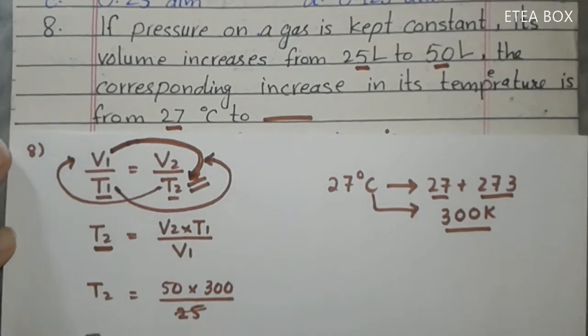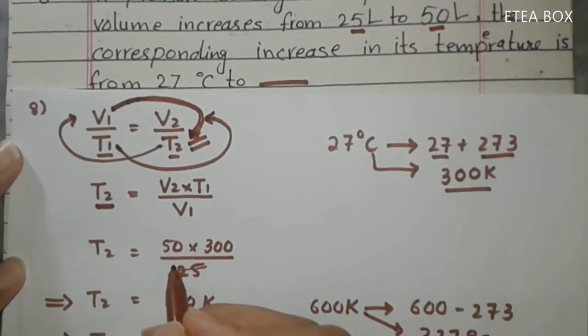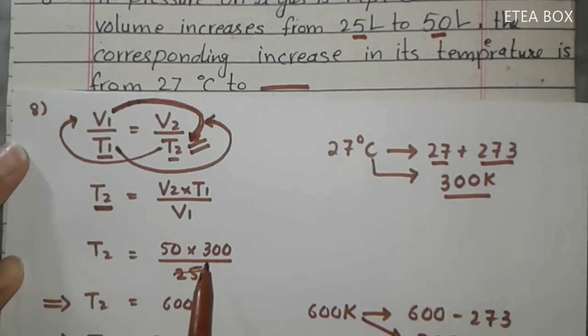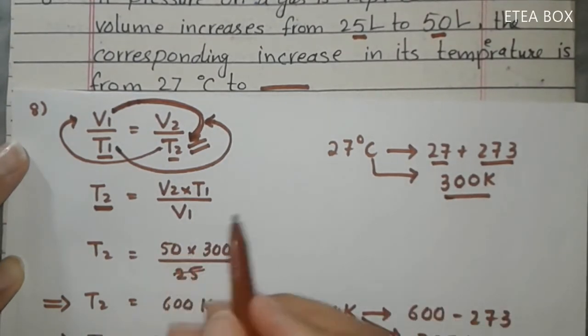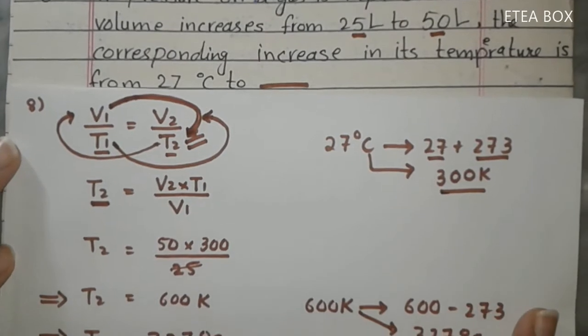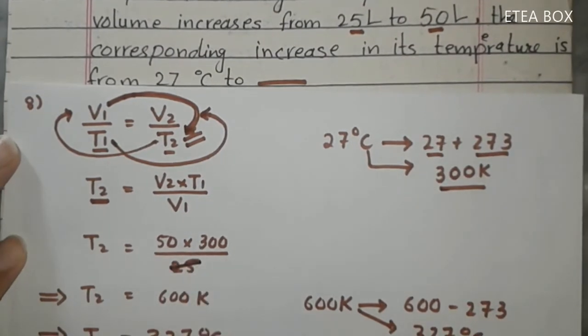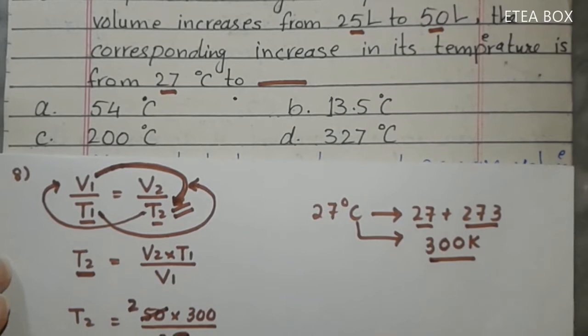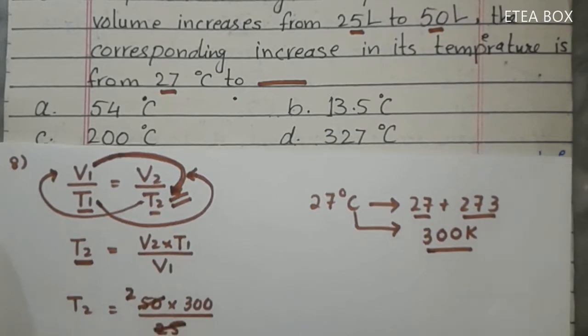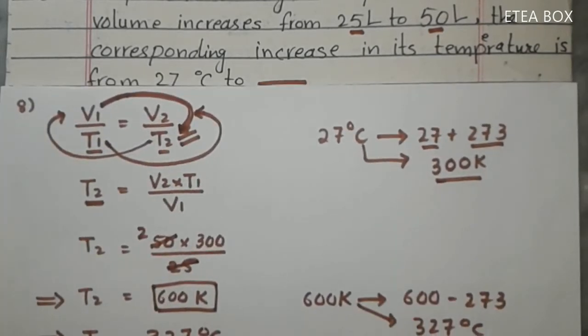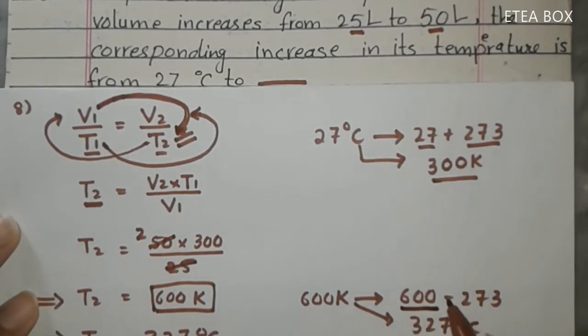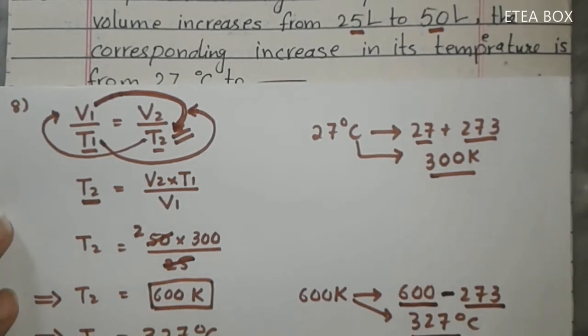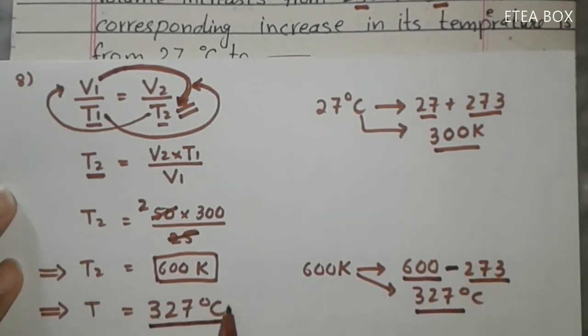Now put the values. V2 is 50 liter, T1 is 300 Kelvin, and V1 is 25 liter. 25 ones are 25, and here you put 2. 2 multiplied by 300 is equal to 600 Kelvin. But look at the options. The options are given in centigrade, so you have to convert the Kelvin back into centigrade. Take the Kelvin temperature and minus 273, and the answer is 327 degrees C.